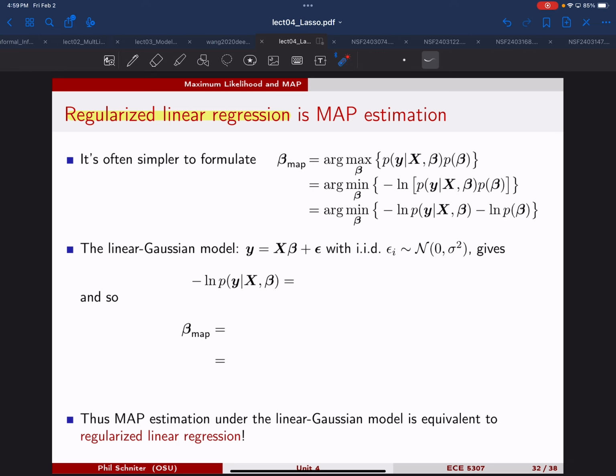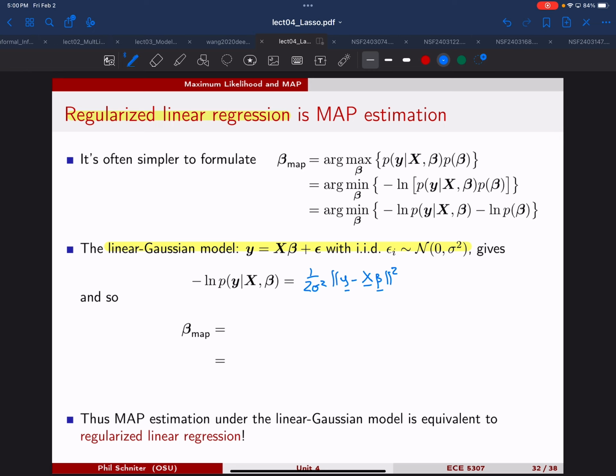Okay, so what happens with our linear Gaussian model? The linear part of this is here. The Gaussian part describes our assumption about the noise epsilon. So we saw a couple pages back, this negative log likelihood is 1 over 2 sigma squared times this Euclidean norm squared, y minus x beta squared, like this.